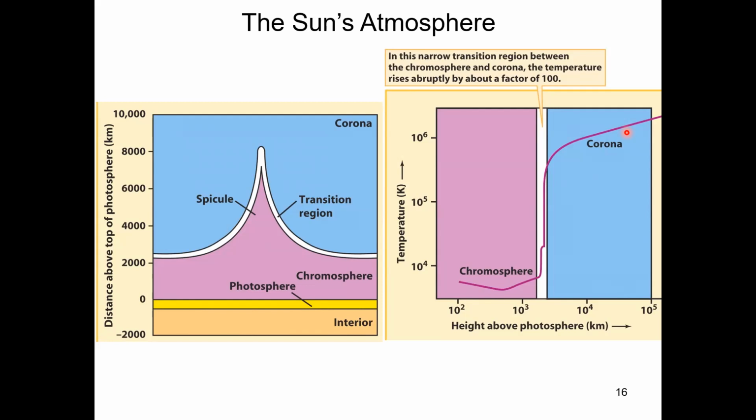You have to have an energy source here to heat it up. Think about microwave ovens. That's an energy source. You give that energy to the food, to water, and heat it up. There should be some sort of microwave effect or some energy source heating the matter in the corona. And that turned out to be the magnetic fields. It's a kind of magnetic heating that is going on in the corona. So you can use the magnetic field as an energy source to transfer energy.